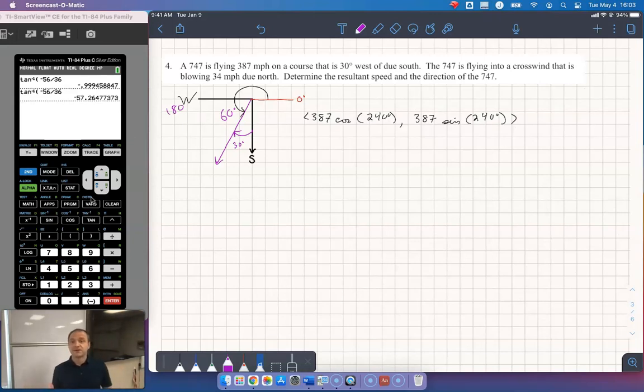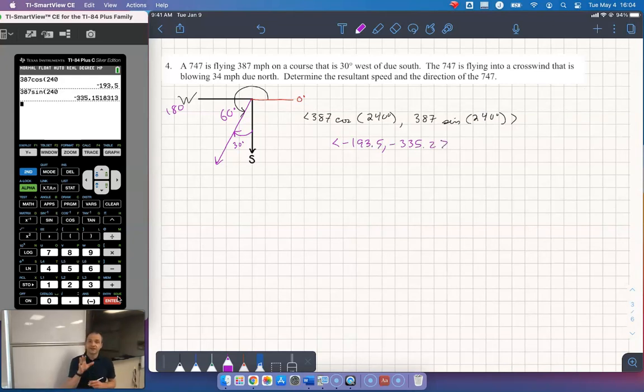So I'm going to find this vector first. Make sure when I type this in, I have the right setup and it is in degree mode, so I'm good. So I'm going to clear this out. I have 387 cosine of 240. And then I have 387 sine of 240. And if I type both those in, I get negative 193.5. So this vector is negative 193.5, negative 335.2. Should make sense because that is in the third quadrant. So that's the first vector.